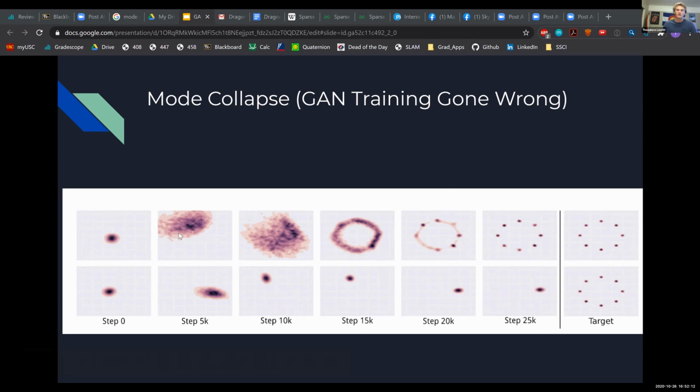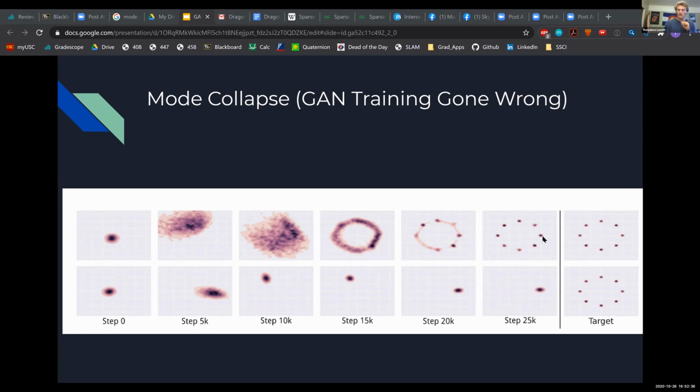And then over time it spreads out, but then it starts to coalesce into the circle that we want. And then it refines itself and gets smaller and smaller. And you can see it learns the target distribution. It learns almost exactly what it should look like. So it's learned to mimic what the real value should look like to fool the discriminator.